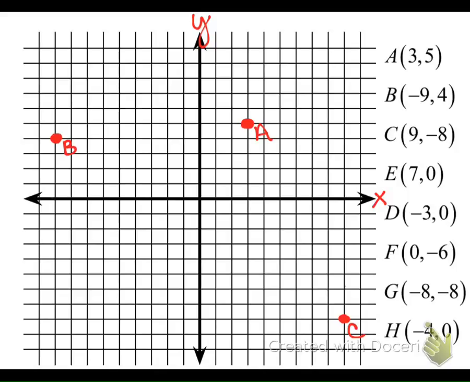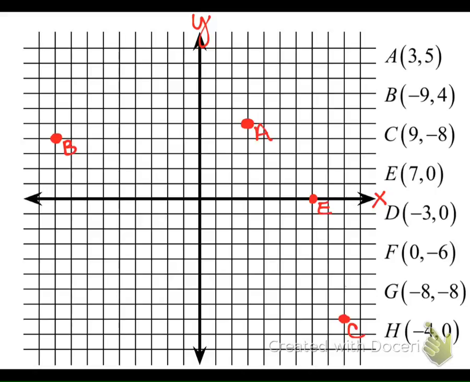Don't you move up? My y is what? 0. So just stay there. So I'm going to plot it on the x-axis, and I'm going to label that point E.